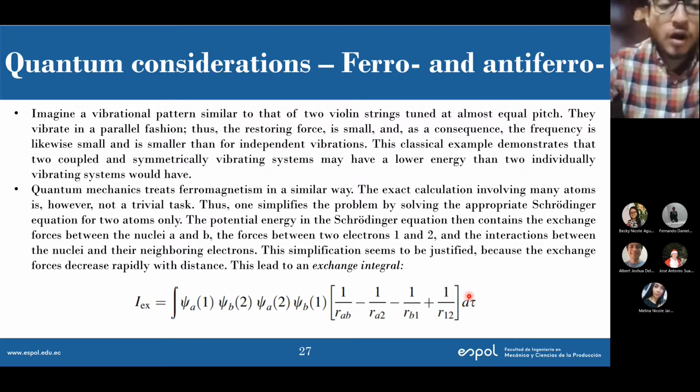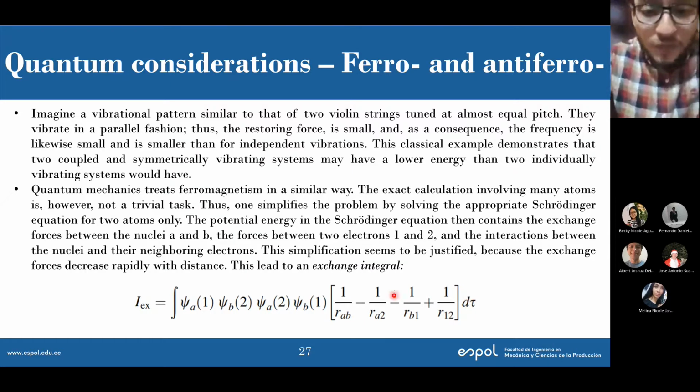You can see the exchange forces are obviously gonna decrease with distance, right? So the larger the distance between, let's say, electrons, or the larger the distance between nuclei and electron, it makes sense that the force is going to decrease. And you can see that from here. If any of these becomes larger, obviously this is gonna decrease, and it makes sense.